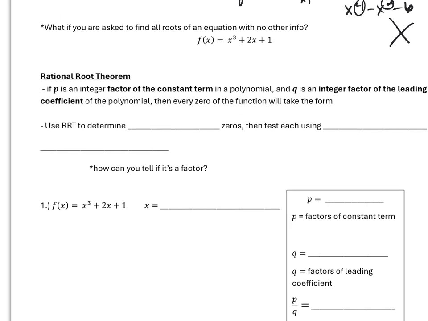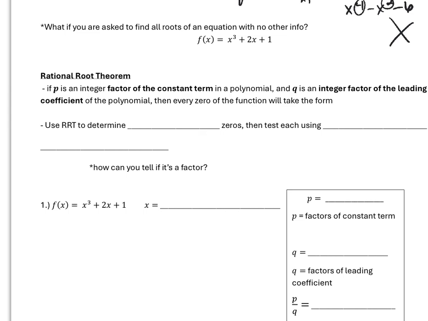But what if we are asked to find the roots of an equation with no other information? So this is cubic, so we need to figure out what are those three roots. Well, you can't do an x method on a cubic, and we aren't given something to start with that we could do synthetic division with. So we have to use the rational root theorem.